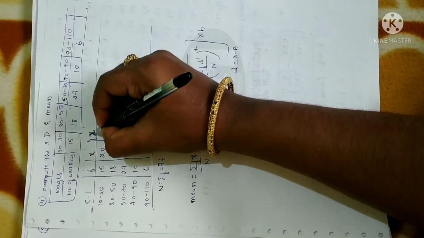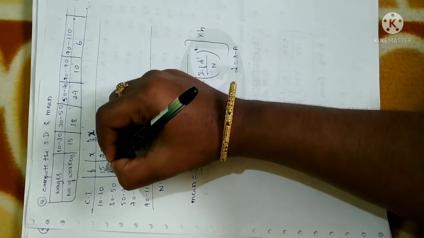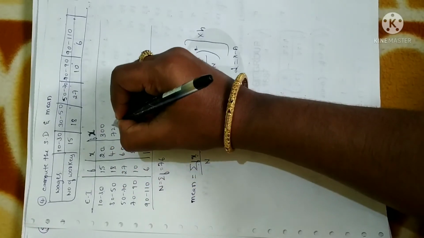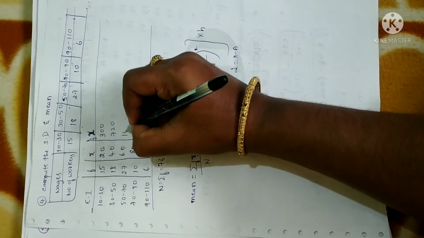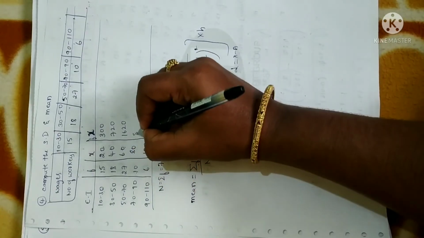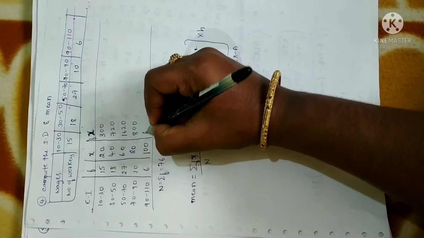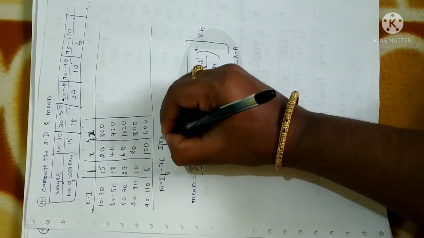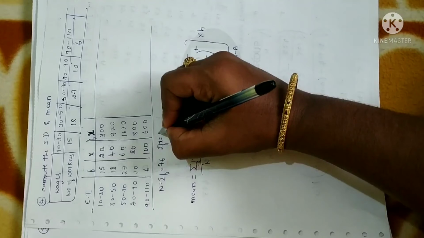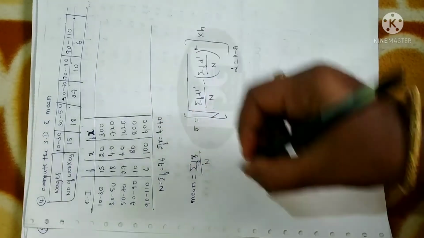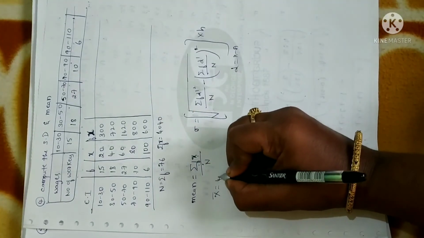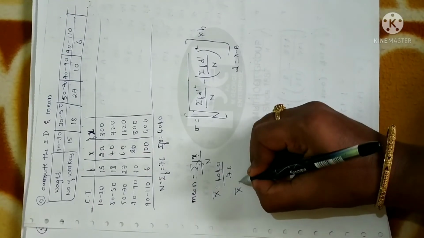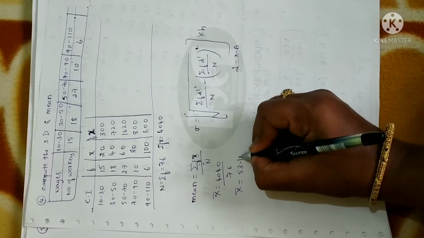f into x I'll do. So multiply f with x. 15 into 20, 300. 18 into 40, 720. 27 into 60, 1620. 10 into 80, 800. 6 into 100, 600. So fx value I have obtained. I need sigma fx to calculate the mean. So when you add all these values, you will get sigma fx as 4040. Now let me substitute in mean. It is 4040 divided by n, which is 76. Fine. So when you divide, you will get x bar as 53.1578.